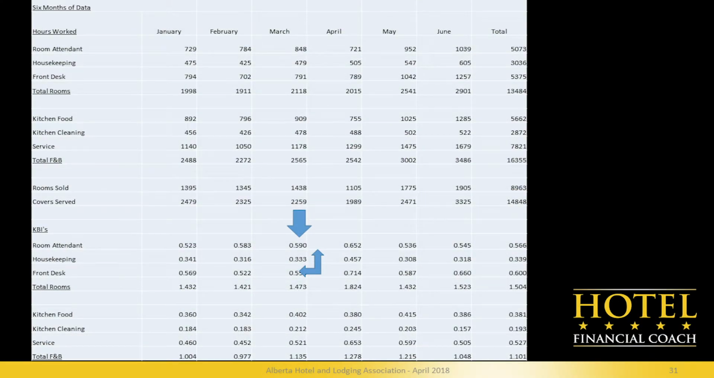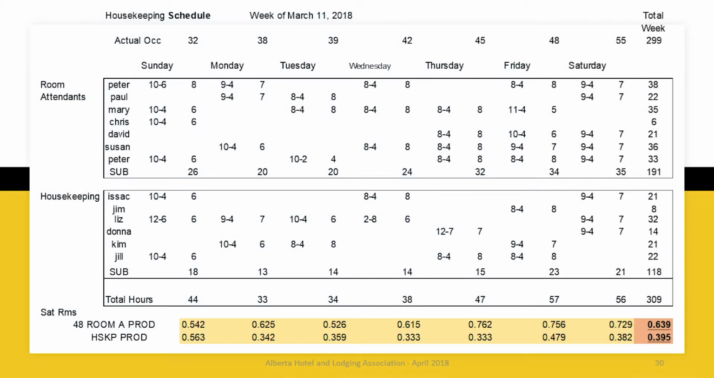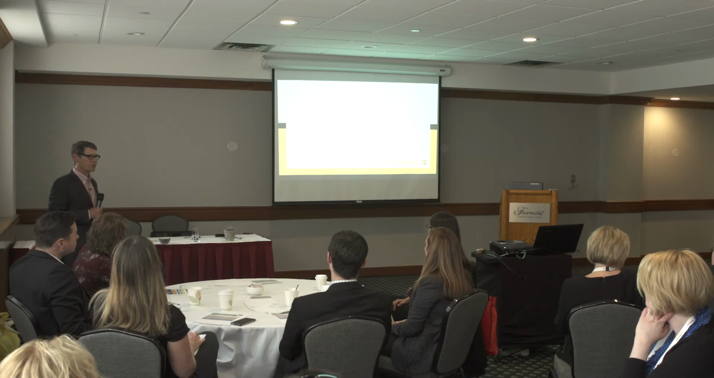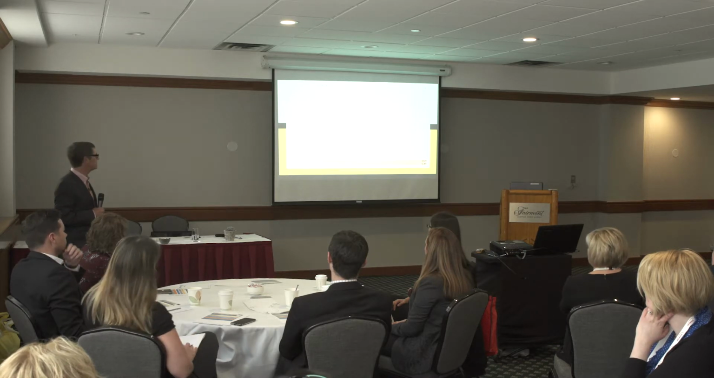When we look at the historical productivity, I see that last March we were actually able to operate room attendants at 0.59 and housekeeping at 0.33. And what you're suggesting is 0.63 and 0.39. It's not quite good enough. What I want you to do is go back and take a look at where you can improve the productivity. Where do we have too many hours?